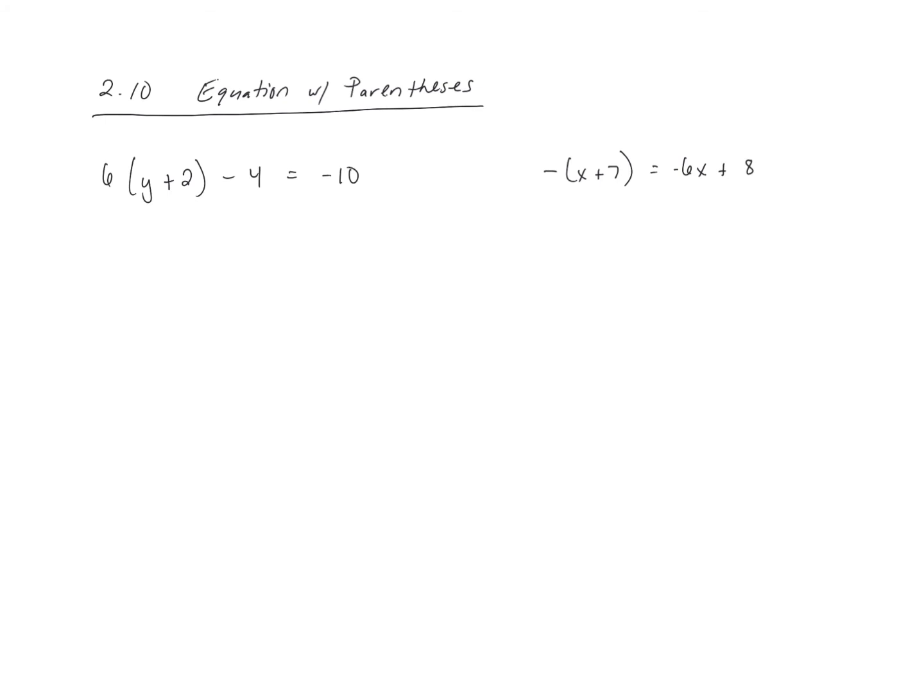Okay, so our first example, we have 6 times the quantity of y plus 2 minus 4 equals negative 10. So take a moment to solve the equation. Now that you have solved, our first inclination is to simplify what's in the parentheses, but we can't simplify y plus 2, thus we go right outside of it and we see that the 6 is a multiplier times the quantity of y plus 2, so we multiply and we distribute in.